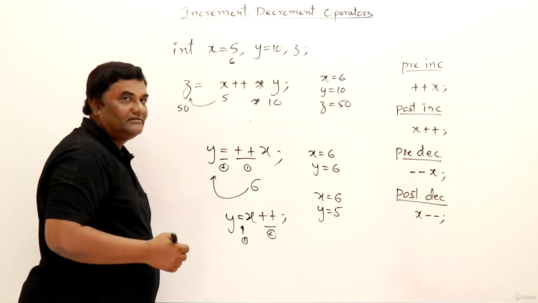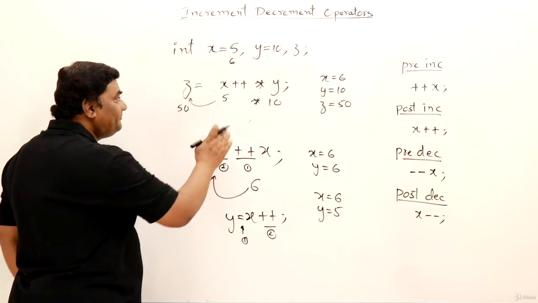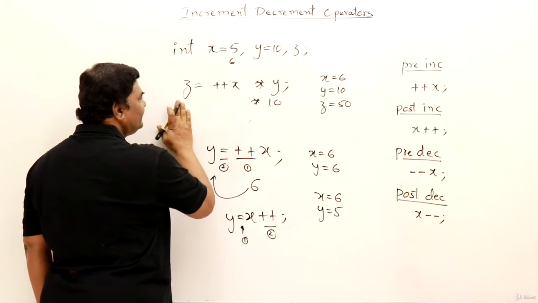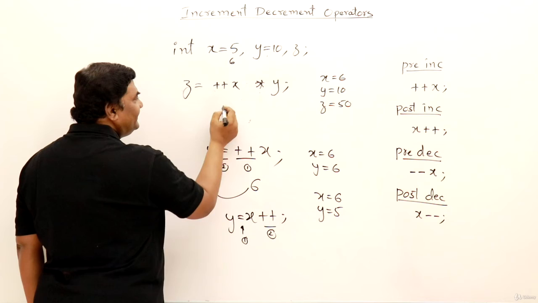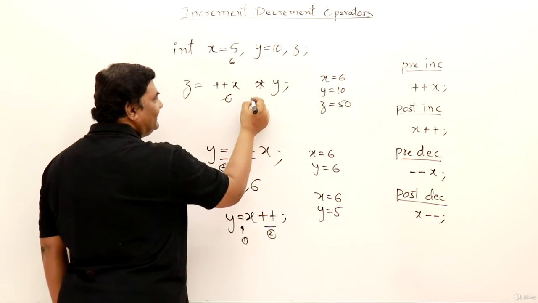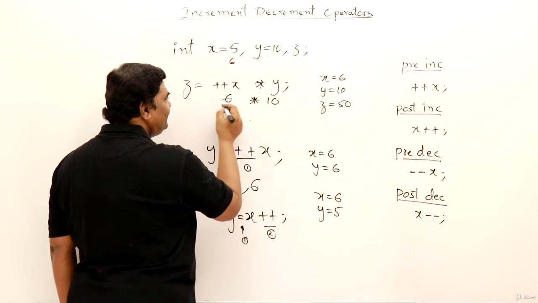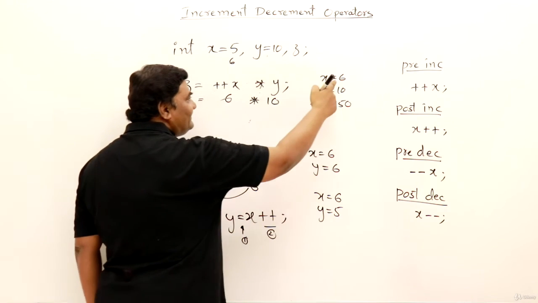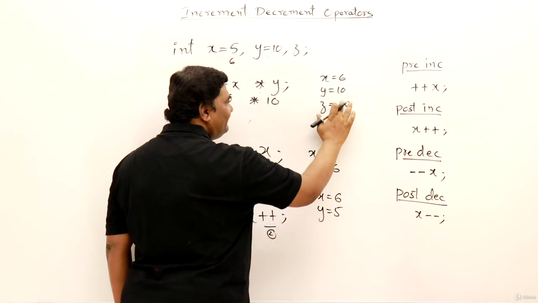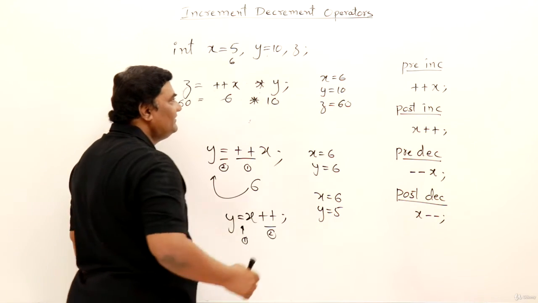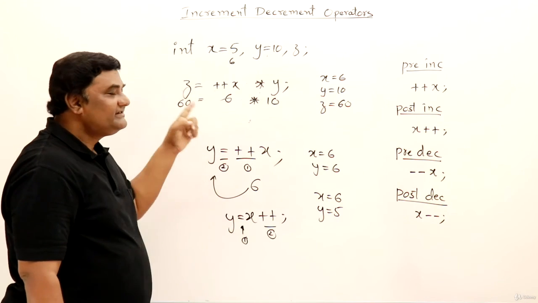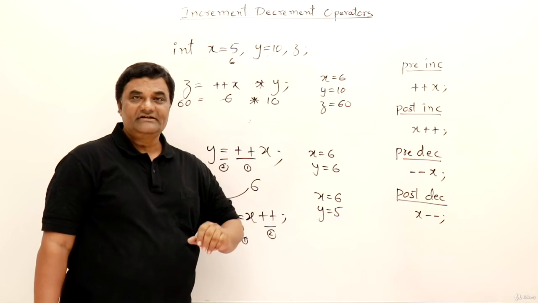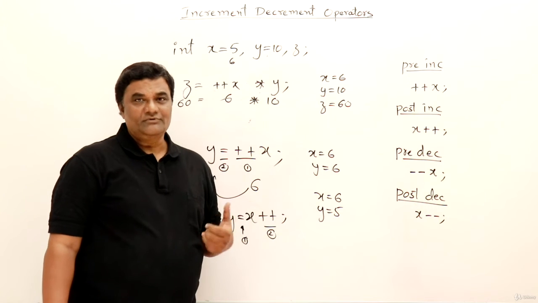This is the result. And if I am using pre-increment here, if I say ++x, then what happens? First of all, this x will increment and x becomes 6 and then multiplied by y, that is 10, and the result 60 is stored in z. So z will have value 60 because first the value of x is incremented, then later used in the expression. This is the difference between pre-increment and post-increment.